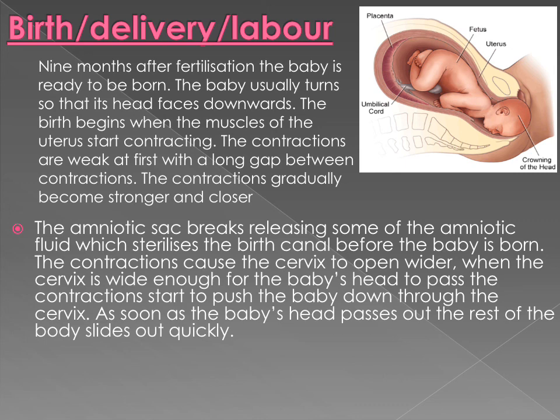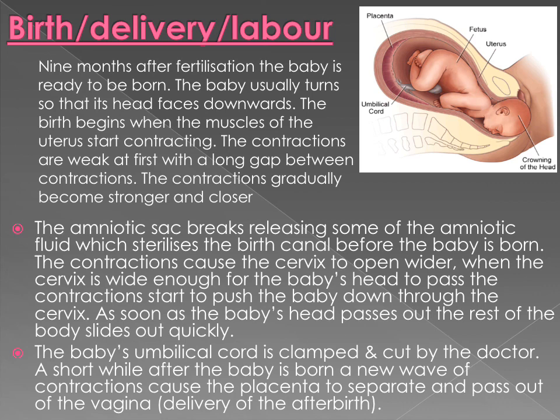As soon as the baby's head passes out, the rest of the body slides out quickly. The contractions are the ones that help to push the baby out. The baby's umbilical cord, as soon as he's born, is clamped and cut by the doctor. A short while after the baby is born, a new wave of contractions cause the placenta to separate and pass out of the vagina. We call that the delivery of the afterbirth.